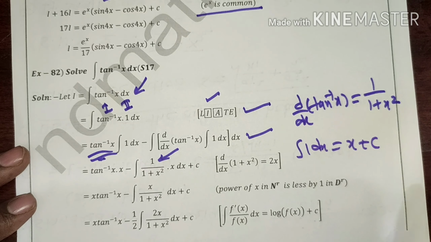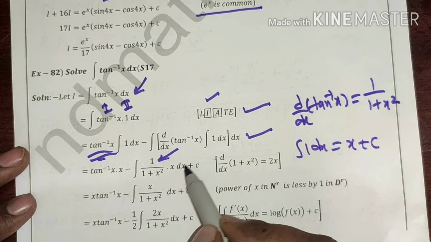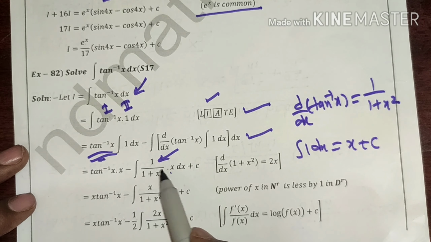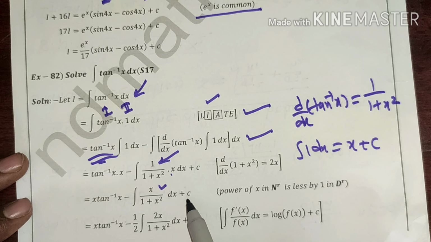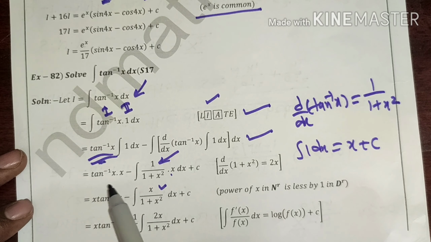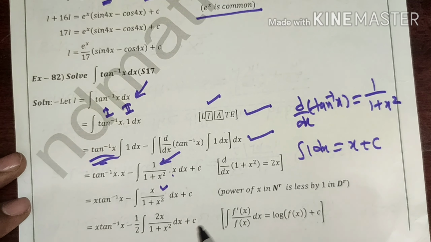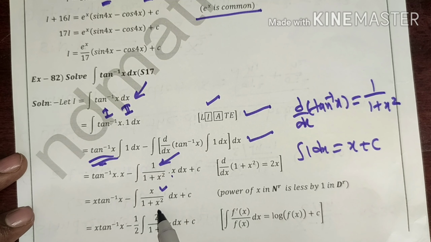So this is our formula: integration of 1 is x. So x into 1 is x upon 1 plus x square dx plus c. Here 1 plus x square is in the denominator and x in the numerator. See the derivative of 1 plus x square: the derivative of 1 is 0 because it is constant, and the derivative of x square is 2x.